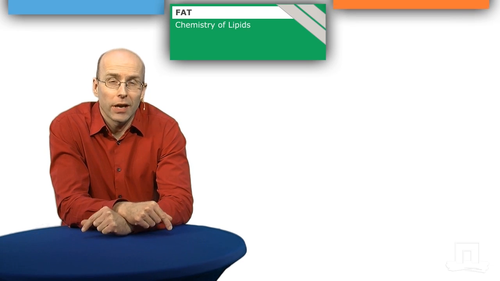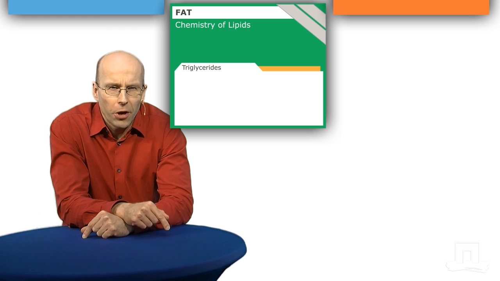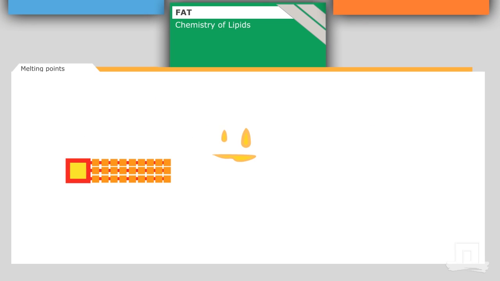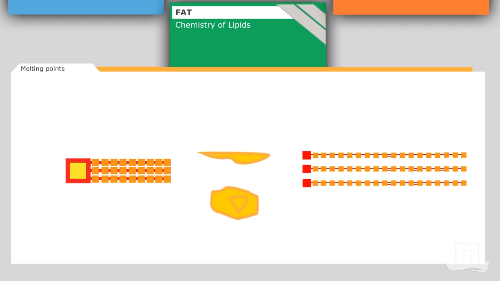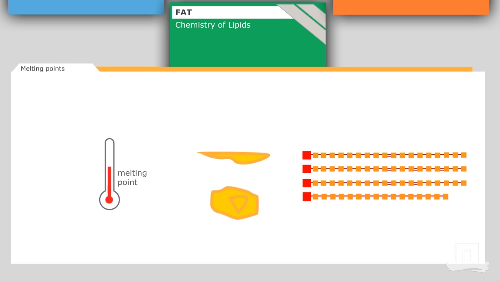Now we've seen that fats and oils are triglycerides. Now the firmness of the fat, whether it's liquid or solid, is determined by the types of fatty acids attached to the glycerol molecule. And the shorter the fatty acids attached, the lower the melting point of the fat. And a low melting point means that the fat will be liquid at room temperature.